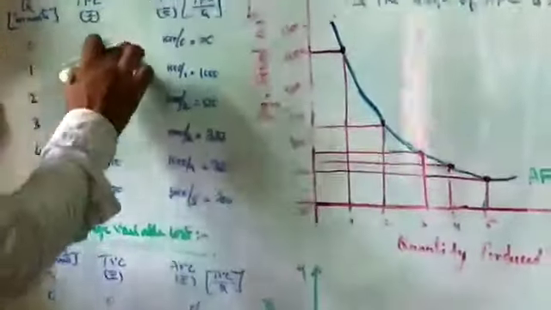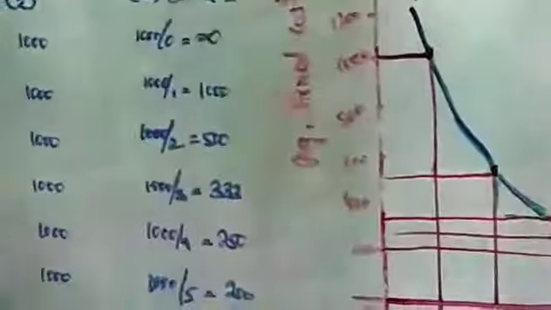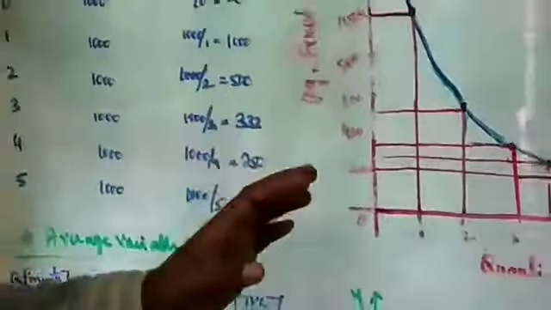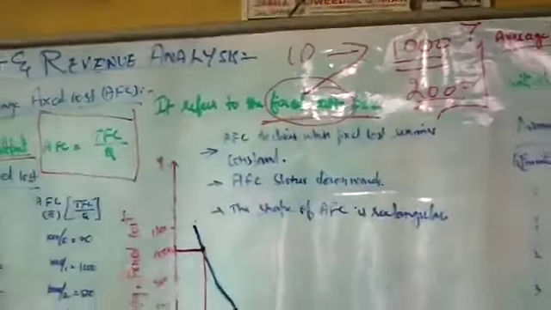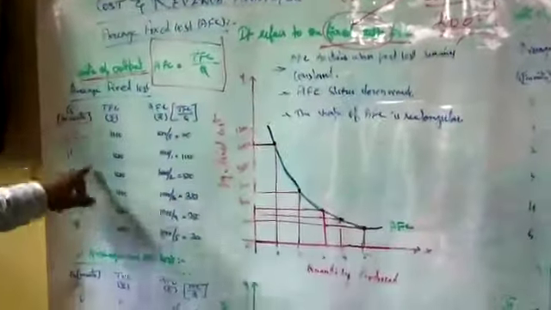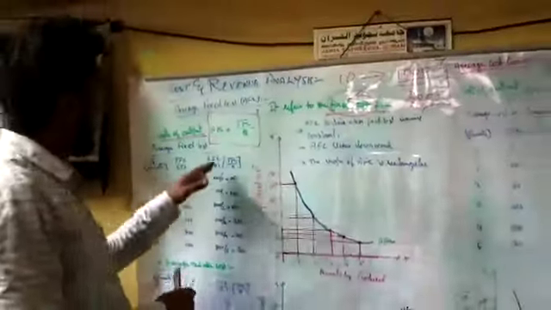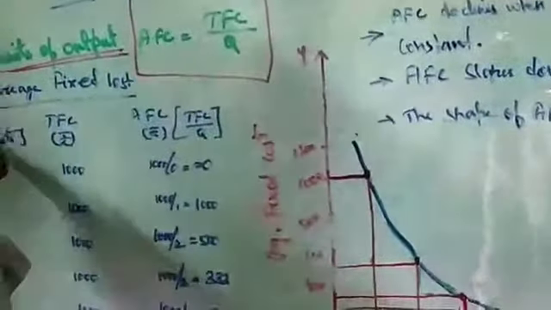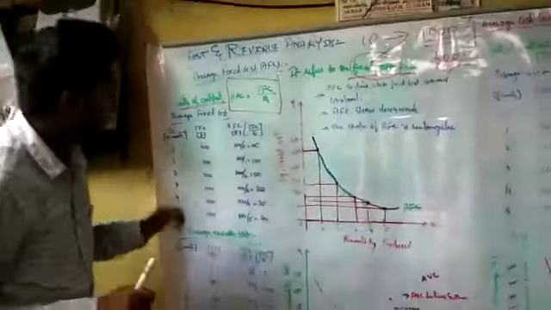Based on your assumption you can take any value. So for 0 it's 1000, for 1 it's 1000, for 2 it's 1000, for 3 it's 1000, for 4 it's 1000, and for 5 it's also 1000. The cost remains fixed. That is what the fixed cost means: the cost will remain the same irrespective of any increase in the quantity. Now we'll identify the average fixed cost. The formula is total fixed cost divided by Q.